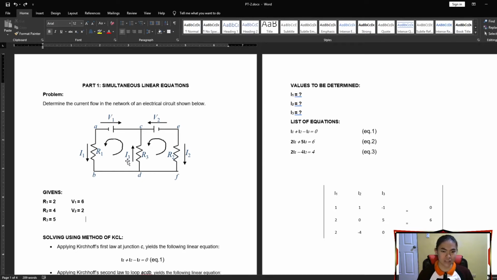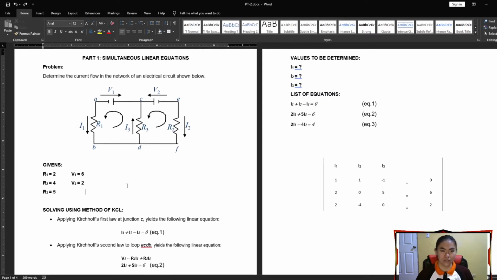And kung makita natin dito sa ating circuit is meron tayong dalawang loop. So, merong given na values for our resistors. For R1, we have 2. For R2, we have 4. For R3, we have 5. And for our 2 voltages, for V1 we have 6 and V2 is 2.